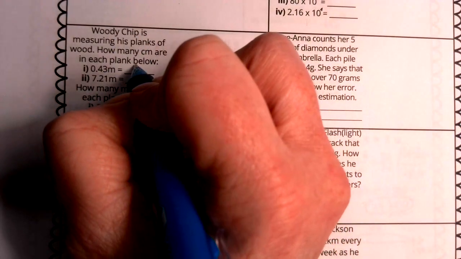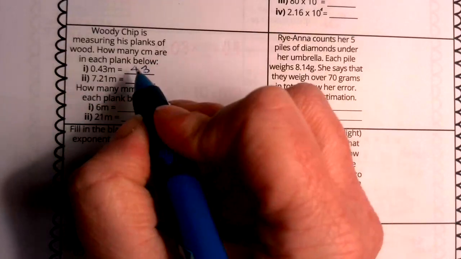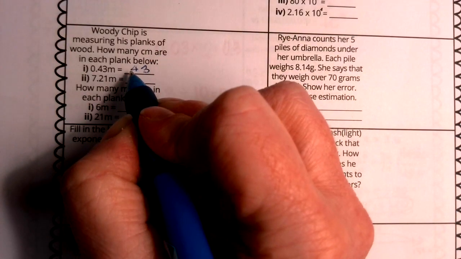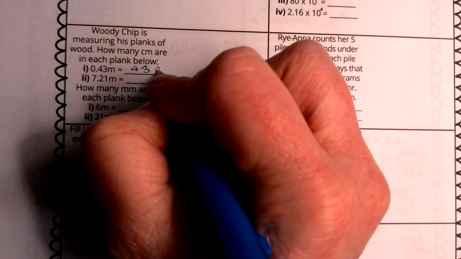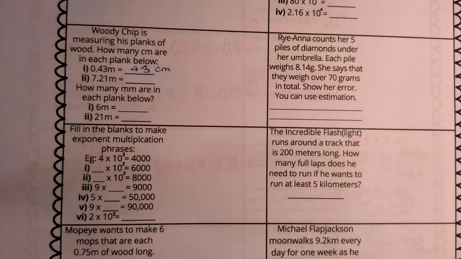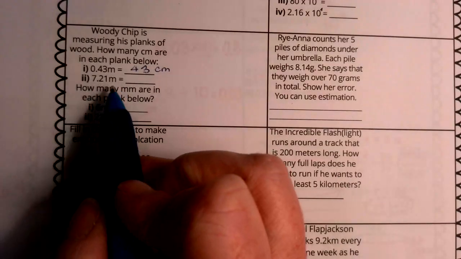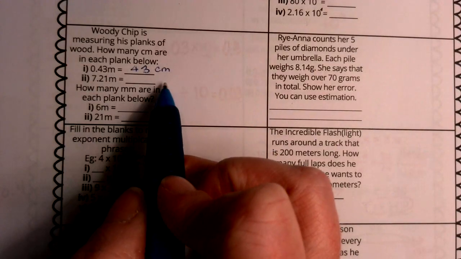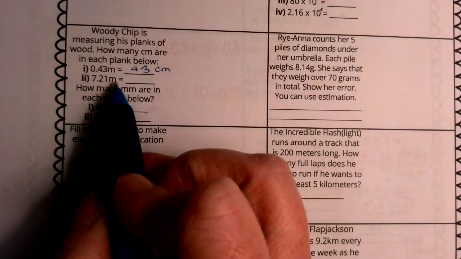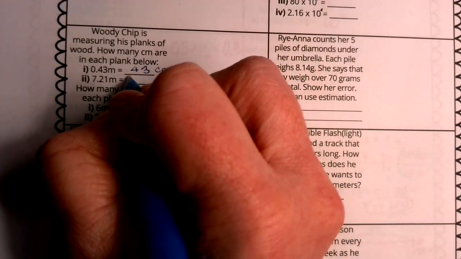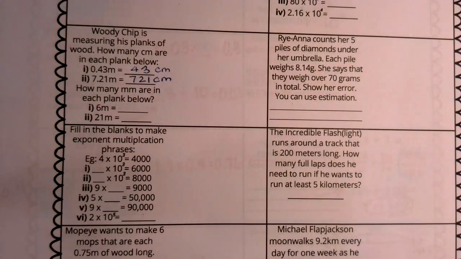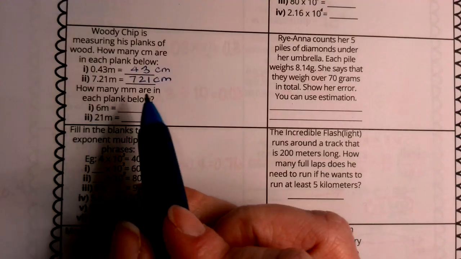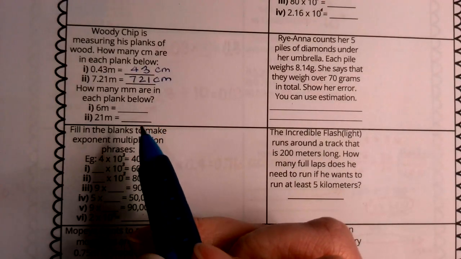So again, that's what I'm thinking about. I take this number 43 and I move that decimal. It started here when it was a meter. To go to centimeter, I move it 2 times. So I have exactly 43 centimeters for my answer here. We're going to do the same thing here because we're still going from meter to centimeters. So we're going to move our decimal 2 times, and this becomes 721 centimeters.